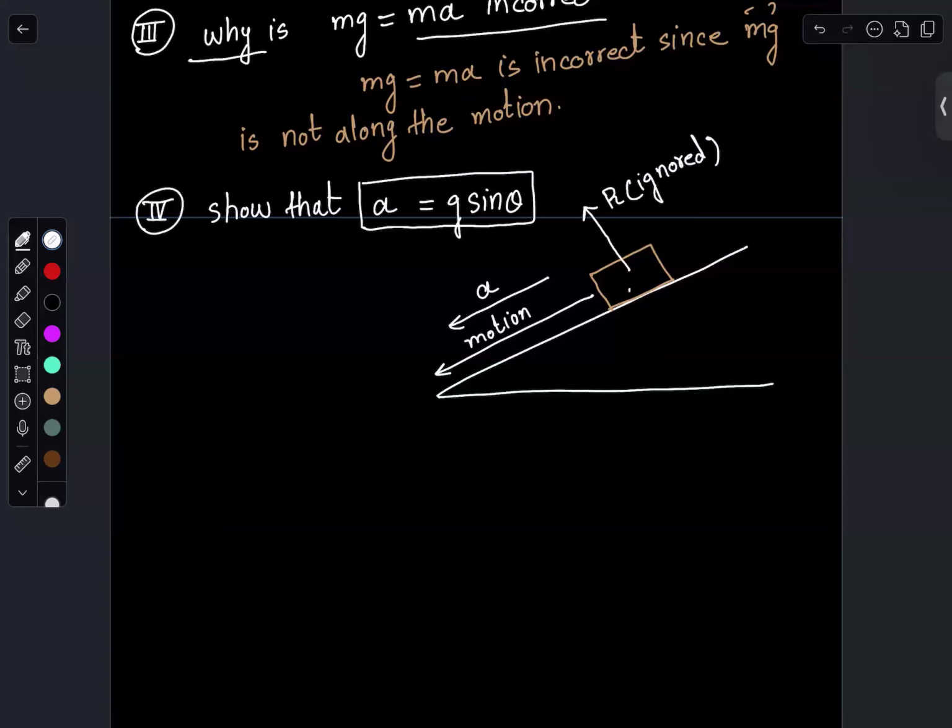The second force is mg. So Lalina beta, will we use mg as it is, or resolve it? Resolve. Why? Because mg is not in the direction of motion, we will resolve mg in such a way that one component is perpendicular to the motion and one component is along the motion.